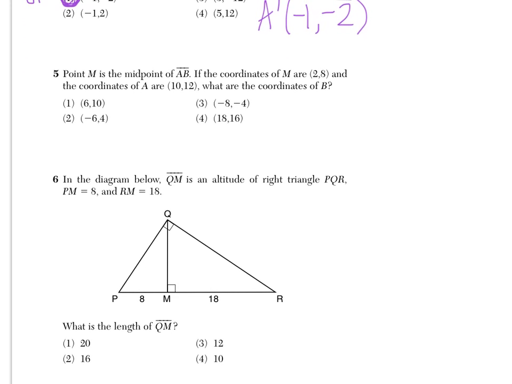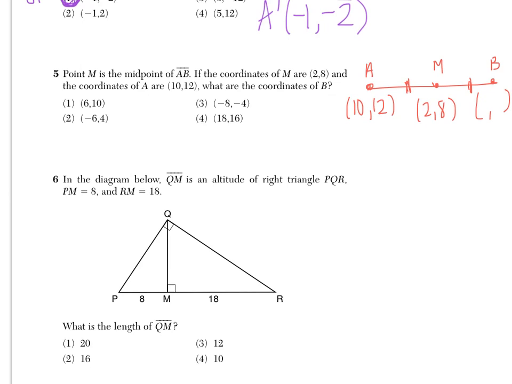Number 5 says point M is the midpoint of AB. Whenever I see stuff like this and there's no picture, I always love to draw it. AB is a segment with point M in the middle. And we represent midpoint by showing these little hash marks because a midpoint would divide this segment into 2 equal parts. The coordinates of M are (2, 8), and the coordinates of A are (10, 12). What are the coordinates of B?